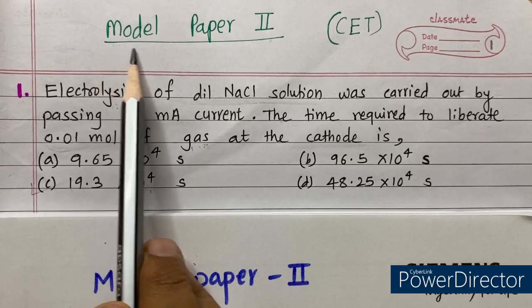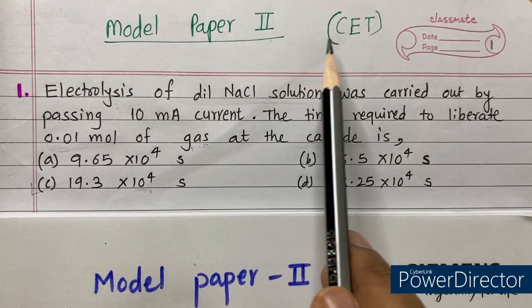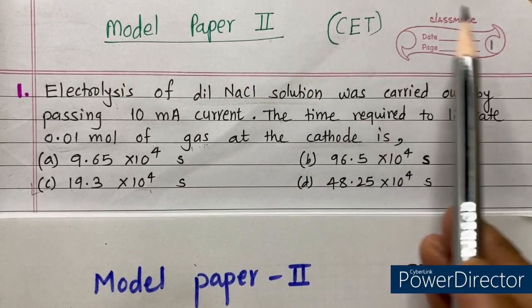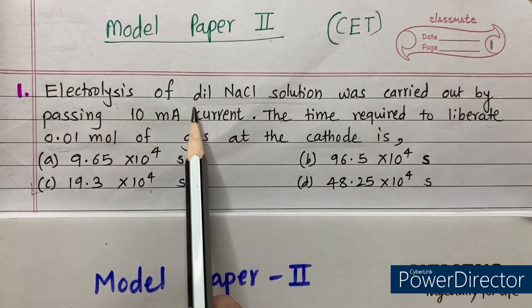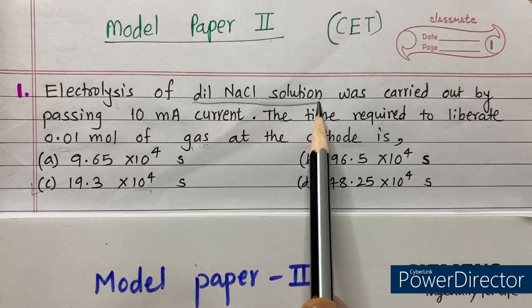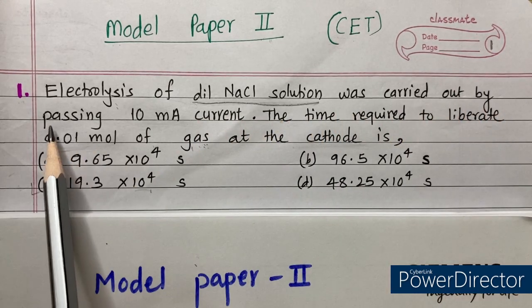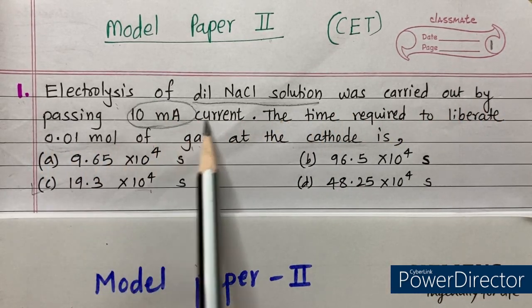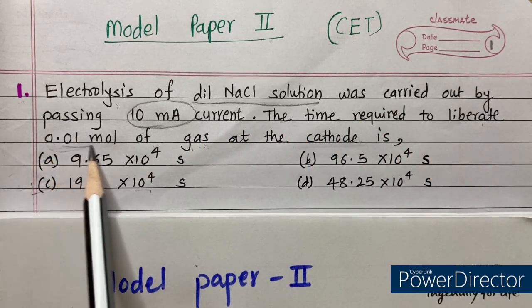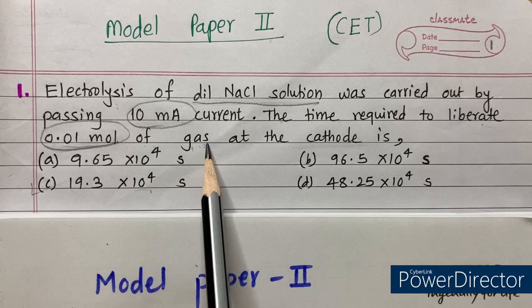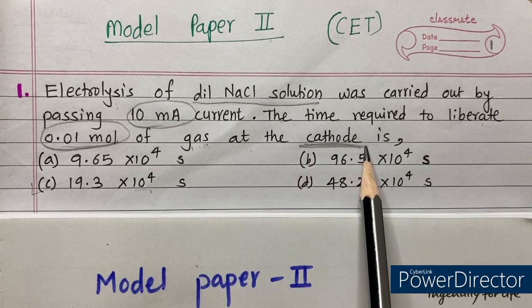Today we are going to solve model paper 2, which is useful for CET and other competitive exams. Let us see the first question. Electrolysis of dilute NaCl solution was carried out by passing 10 milliampere current. The time required to liberate 0.01 mole of gas at the cathode is.